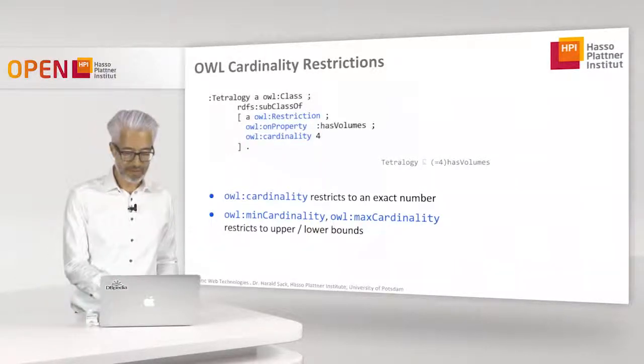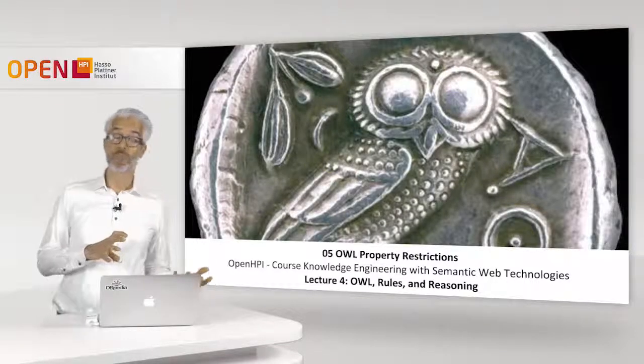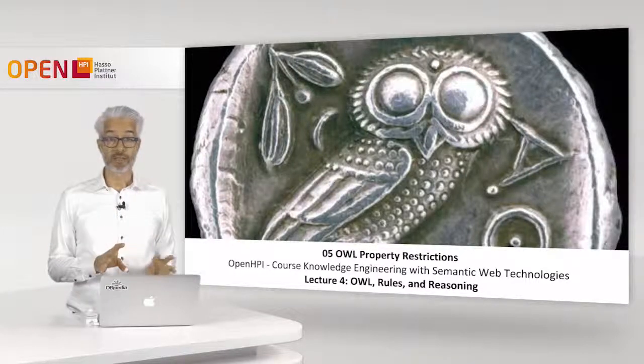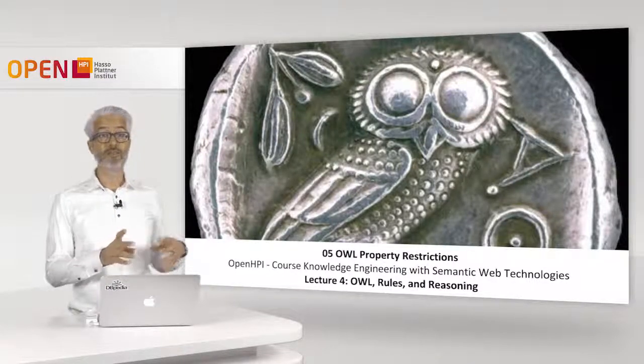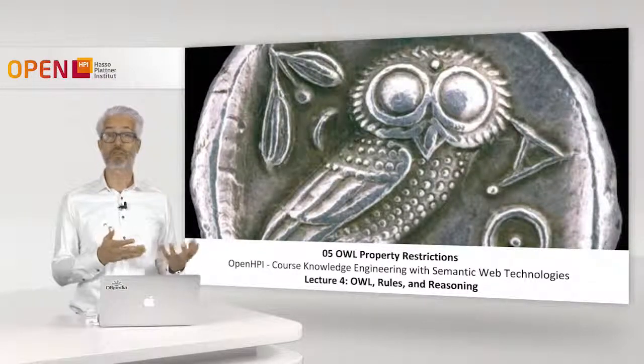So these were already some restrictions to complex classes in OWL. In the next part of the lecture, we will see how you can also define restrictions on properties and define property hierarchies or special properties.